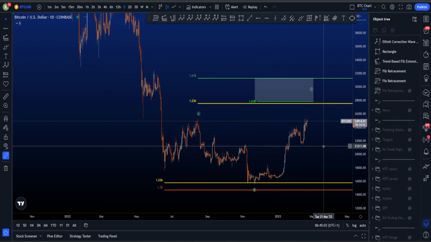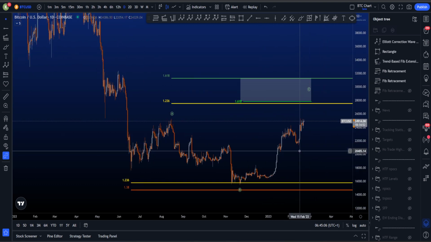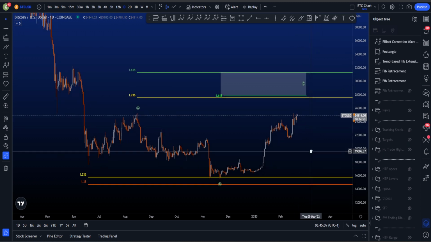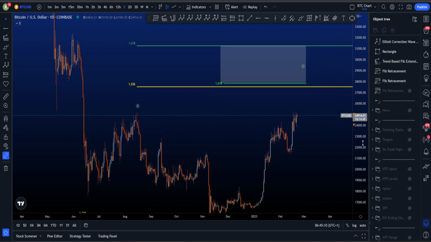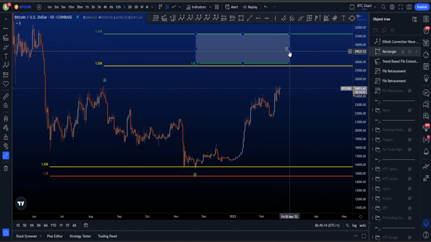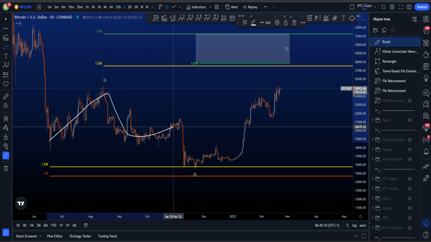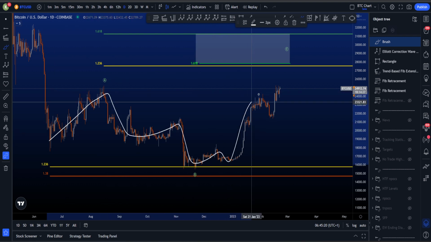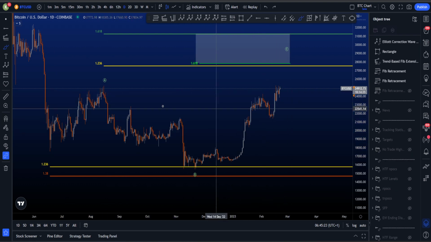I do have alternative scenarios, but I usually only talk about alternative scenarios the moment that the preferred scenario is invalidated. So let's start with targets for this wave C. So we are in an expanded flat, right? This being an A, this being a 3-wave B, followed by a 1, 2, 3, 4, 5 wave C.